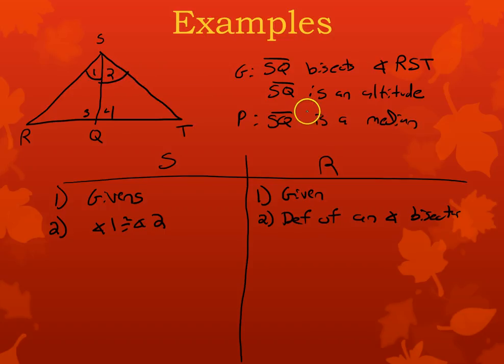If SQ is an altitude, what an altitude is, it's a line that goes from the vertex of the triangle to the opposite side and is perpendicular. So that means angles 3 and 4 are right angles. That would be a definition of an altitude. Again, the altitude is just a perpendicular line that happens to go from the vertex of the triangle to the opposite side.